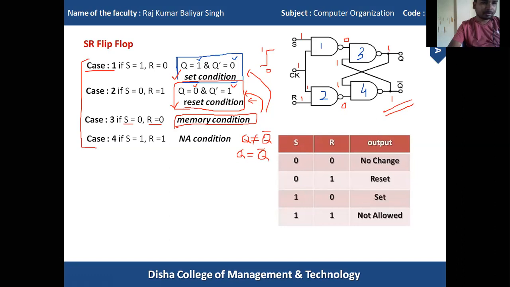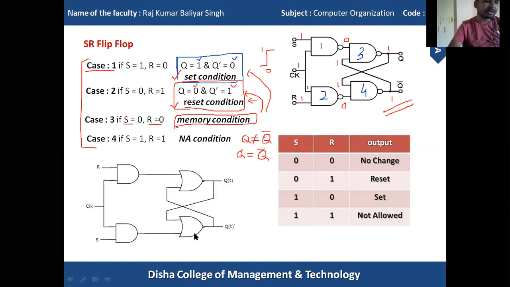So we can also construct the SR flip-flop with NAND gates. We can also construct the SR flip-flop with NOR gates. When we construct it with NOR gates, that is called RS flip-flop. When we use NOR gates, this is called RS flip-flop, and the excitation table of RS flip-flop is different from the SR flip-flop. So for RS flip-flop, I am writing here RS.